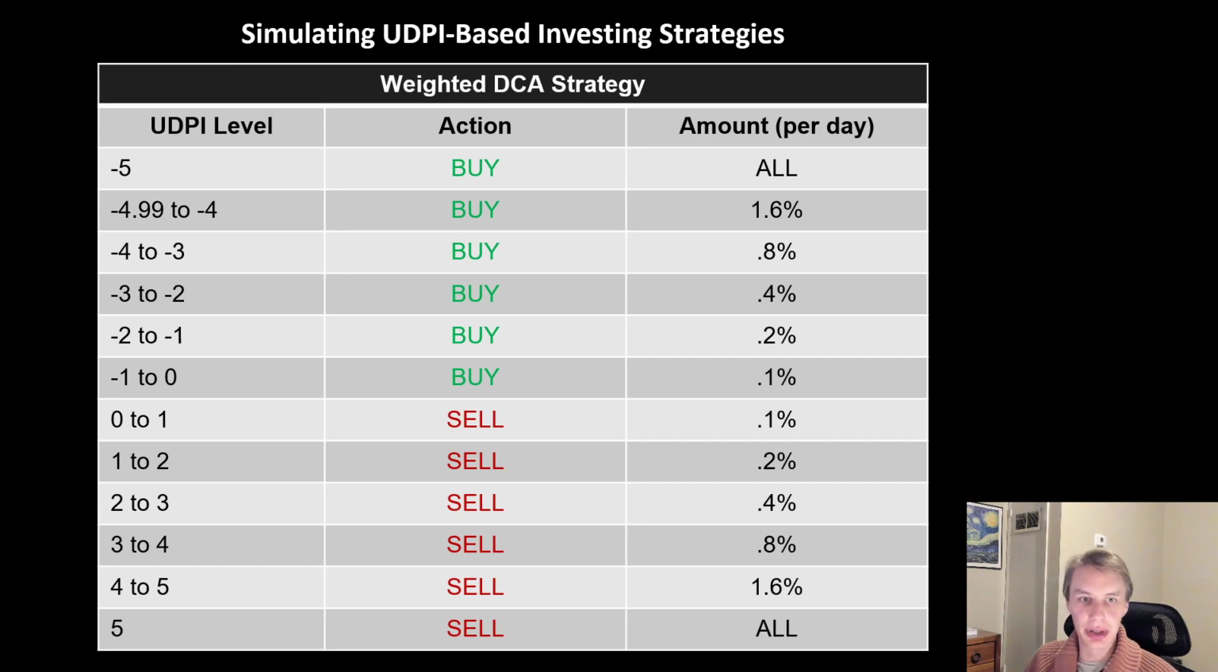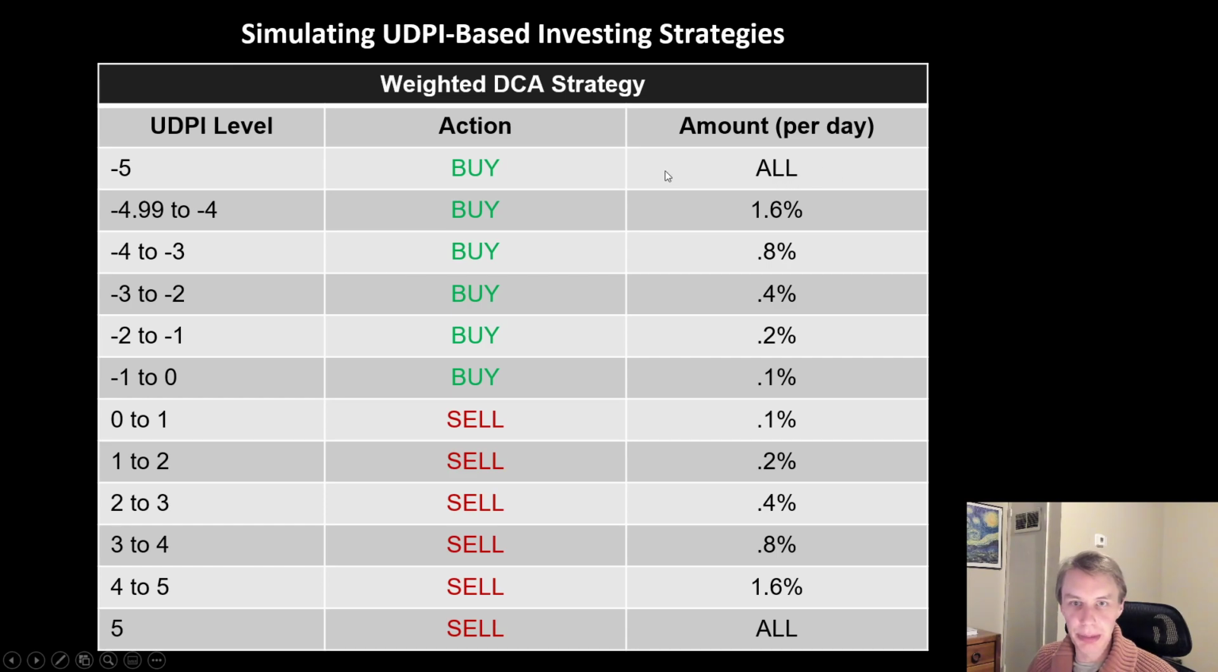And this is what it looks like here. So I'm calling this a weighted DCA strategy. DCA just means averaging in over time. So every day or every week or every month, you're just putting in some amount of money or selling some amount of the asset over time. And then here I just have different UDPI levels and what you're doing during that UDPI level and how much. So anything below 0 is a buy time, anything above 0 is a sell time, and then these are the exact values. And these percentages are either the percentage of available money you have at the time or the percentage of the asset you have to sell if it's in the sell zone.